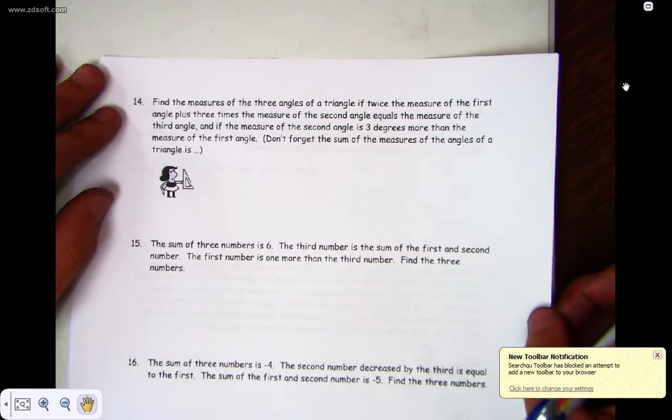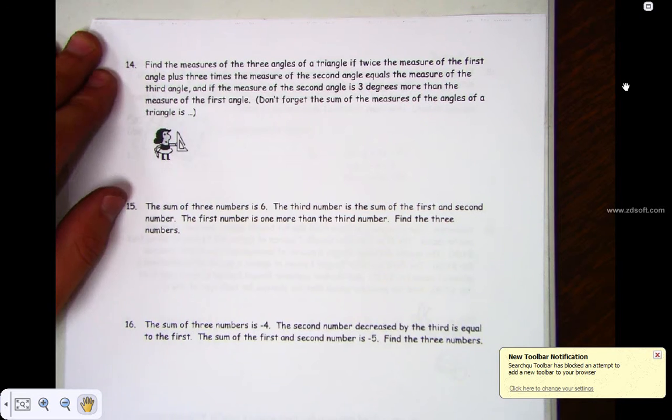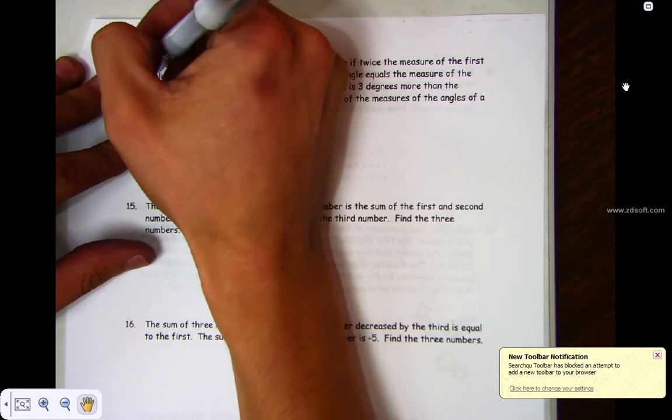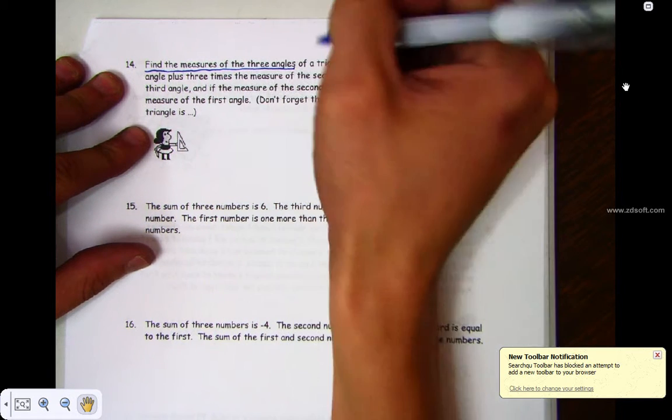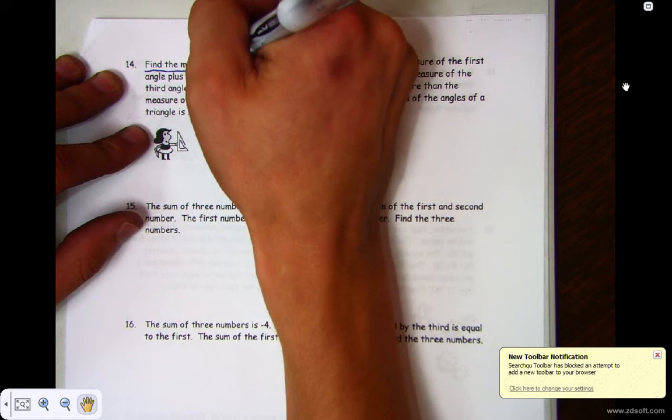I like this problem right here. So find the measures of 3 angles of a triangle. All right, so there's our question right there. We're looking for the measures of the 3 angles of a triangle. How many angles are in a triangle? 3. How much do they add up to be? 180 degrees. So let's call those 3 angles A, B, and C.